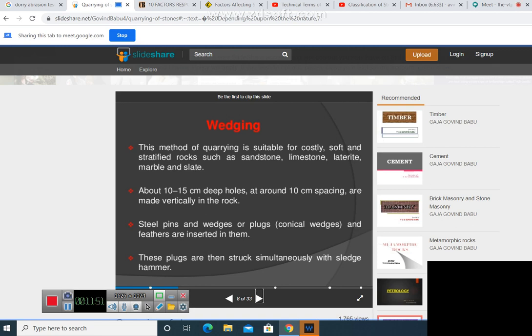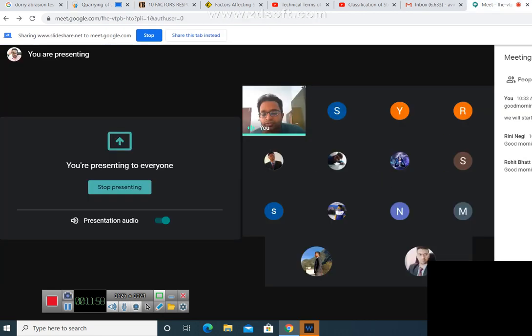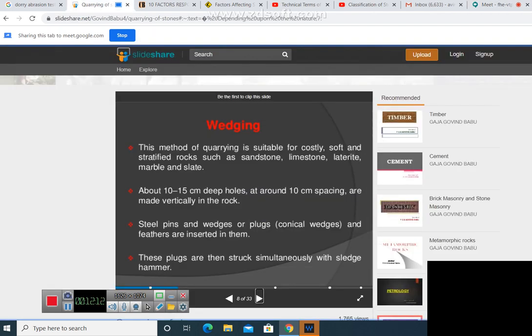Wedging is suitable for costly, soft and stratified rocks. What do you mean by stratified rocks? We have already discussed. When the rock layer is in such a way that it is in different layers and the different layers are clearly identifiable, then you call that rock a stratified rock. Remember. So when you have to obtain stratified rocks like sandstone, limestone, marble, etc., you will be going for wedging.